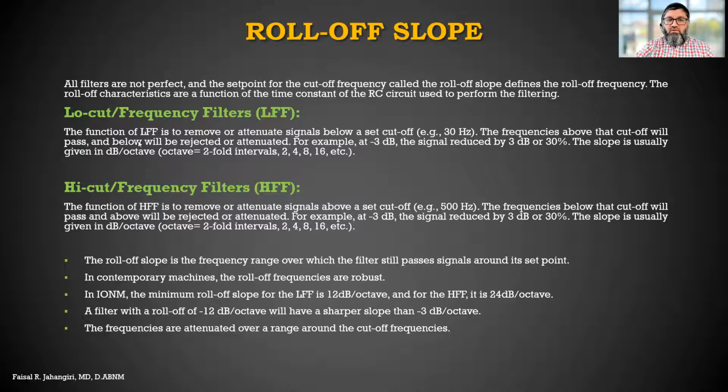The function of the low frequency filter is to remove and attenuate signal below a set cutoff. For example, using 30 hertz or 10 hertz, the frequencies above that cutoff will pass and those below will be rejected or attenuated. For example, at the minus 3 decibel point, which is the cutoff point where the signal drops to 30% of its amplitude, the signal is reduced by 3 decibel or 30%.